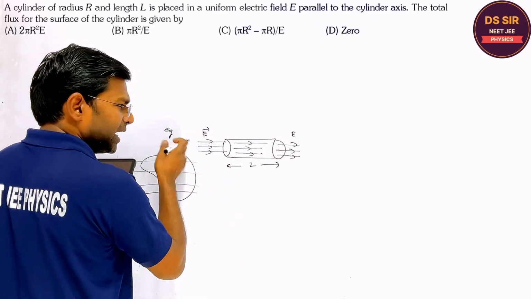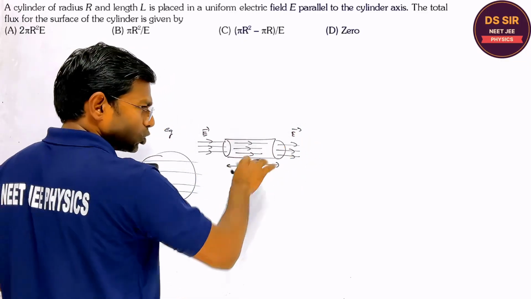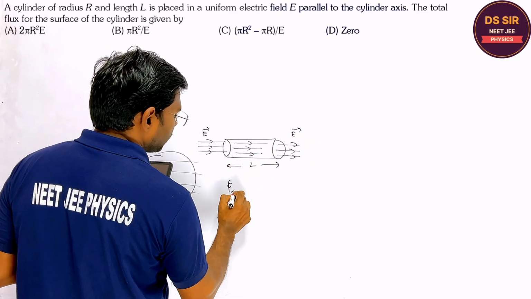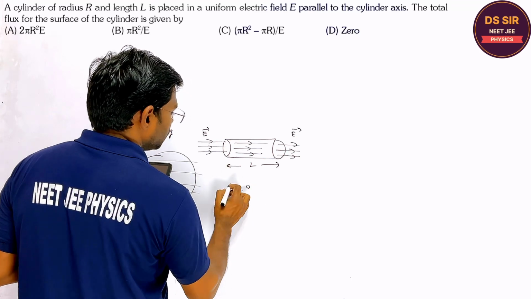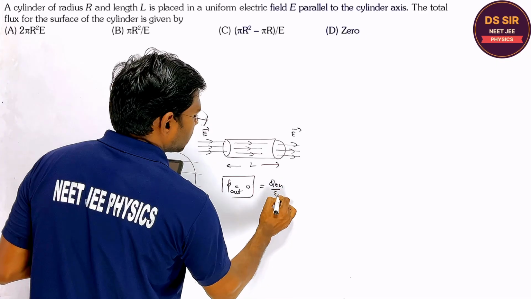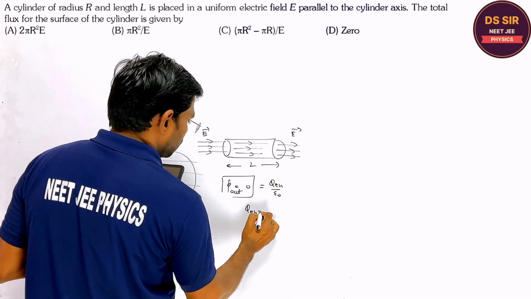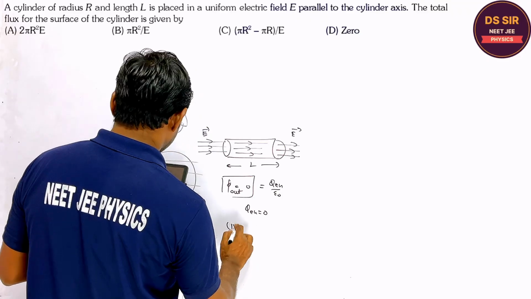The flux that is entering is the same flux coming out from the closed volume. So the net outward flux is what? 0. Net outward flux is 0. Is it clear or not? Therefore, the charge enclosed divided by epsilon naught, the charge enclosed is also 0. So the D option is the correct option, right?